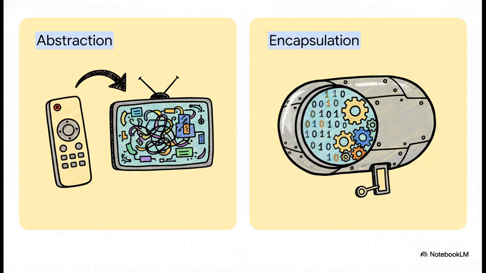So here's the simplest way I've found to remember this. Abstraction is all about the design. It hides complexity to show you what something does. Encapsulation is all about data protection. It bundles data and methods together to protect how something does it. So abstraction simplifies the outside view, encapsulation protects the inside view.